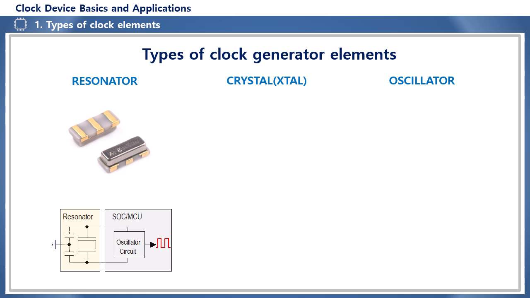The internal equivalent circuit is similar to a crystal oscillator, and is an integrated device configured by connecting capacitors to both ends of the piezoelectric ceramic, and is a three-terminal passive oscillator consisting of two terminals for the clock and a ground terminal. Although the frequency deviation is somewhat larger than that of a crystal, it has the advantage of being able to simply configure an oscillation circuit without additional external components.